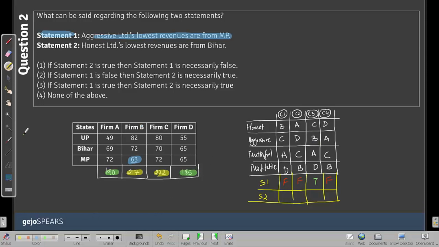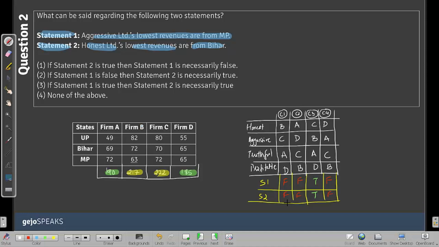Okay, let's look at statement number 2, which says, Honest Limited's lowest revenue is from Bihar. Honest is all of them, B, A, C, D, anyone could be honest. A's lowest is UP, B's lowest is MP, we already found out. C's lowest is Bihar, and D's lowest is UP. Only C is true, rest everything is false. So C is true, everything else is false. So you have that to be true, and for all the rest the statement is false.